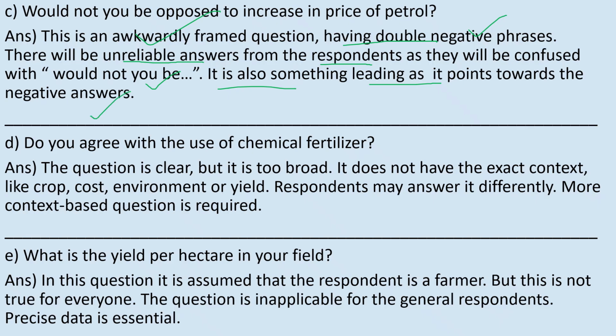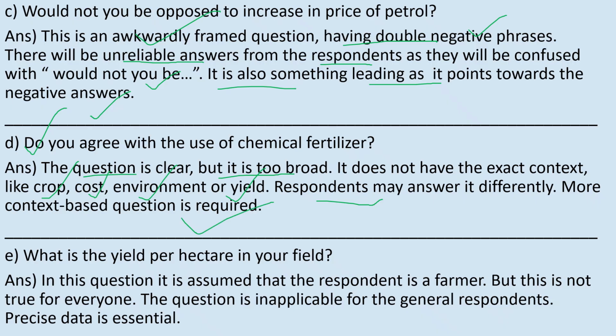Okay. Now, the next question is D. Do you agree with the use of chemical fertilizers? Here the question is clear, but it is too broad. It does not have the exact context, like what kind of fertilizers, and where they should be used, whether in crops, or for the cost, or for the environment, or for the yield. So it is not contextual. The respondents may answer it differently. A more context-based question is required.